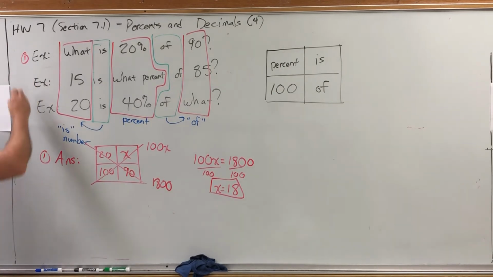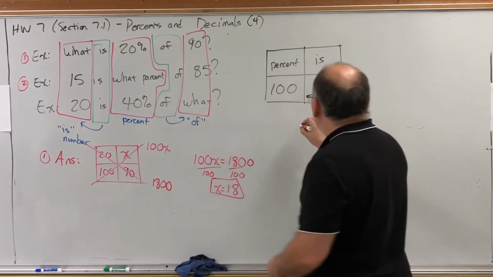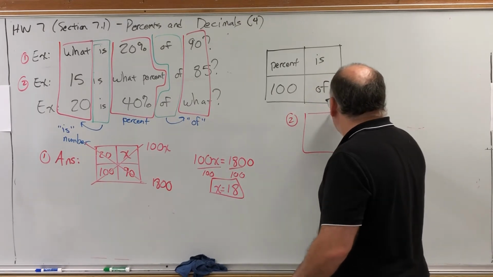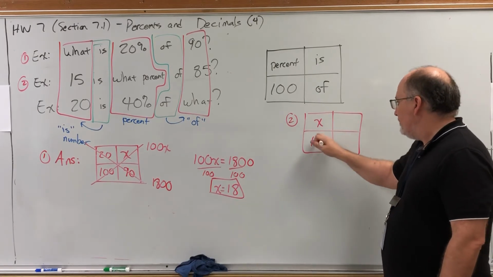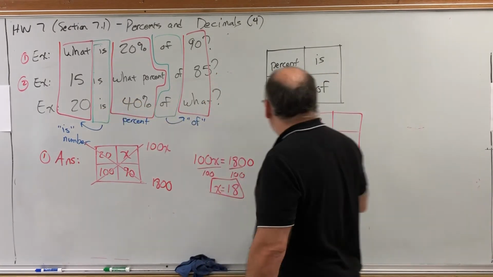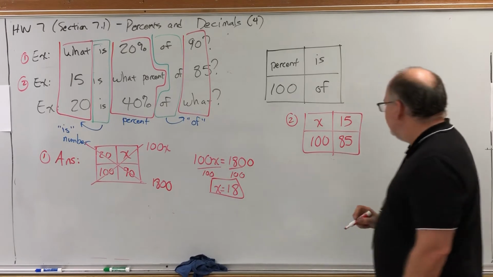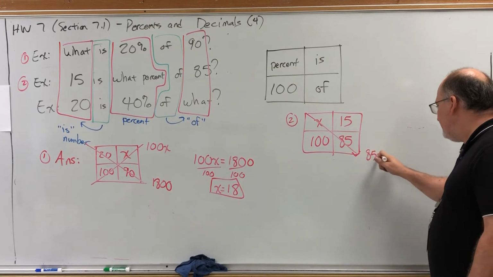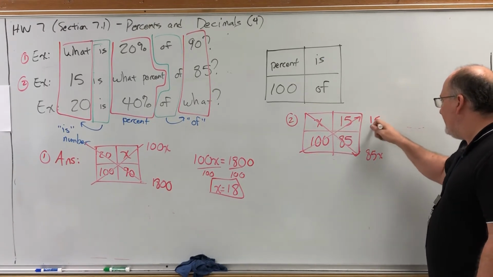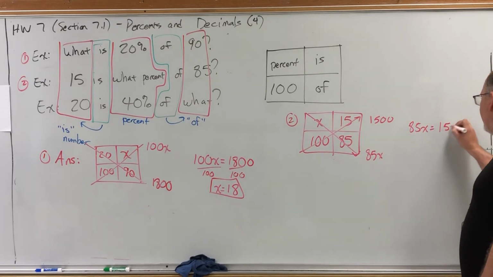Let's check out the second one, where we are missing the percent. So for the second one, if we set up our box, we don't know the percent, so that's where we're going to put the x out of 100. Our is number is 15. Our of number is 85. And now we do the same thing. Multiply this way, we get 85 times x. Multiply this way, we get 1,500. Those get put equal to each other. 85x equals 1,500. Divide both sides by 85.